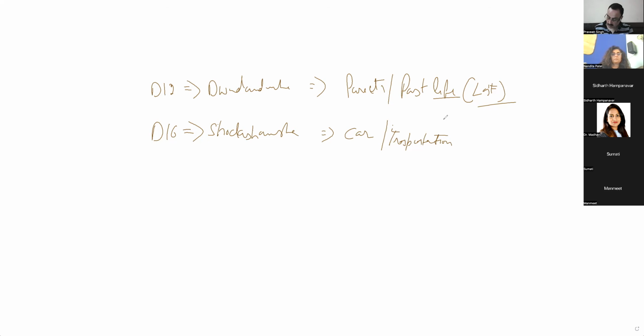Okay, so all the vehicles that you want to buy, even this also shows your shadripus, whatever shadripus you have. So what is a shadripu?